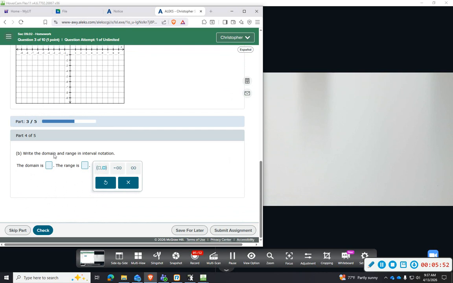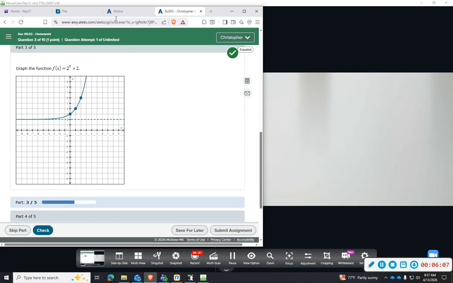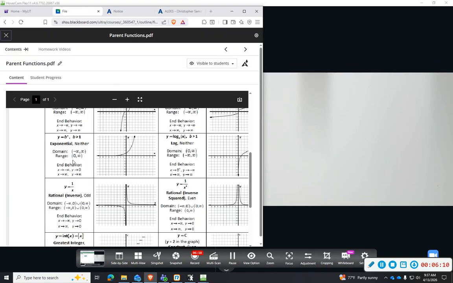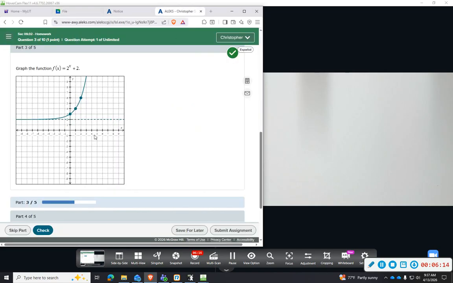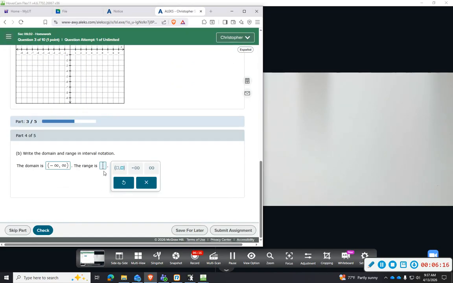Green check. We're going to write the domain and the range. So the domain is still going to be negative infinity to positive infinity. The range, however, was 0 to infinity, but because of the +2, it's now going to be shifted up: 2 to infinity.